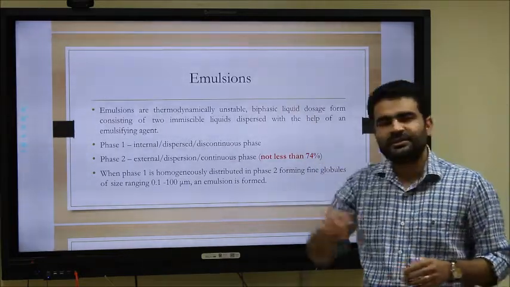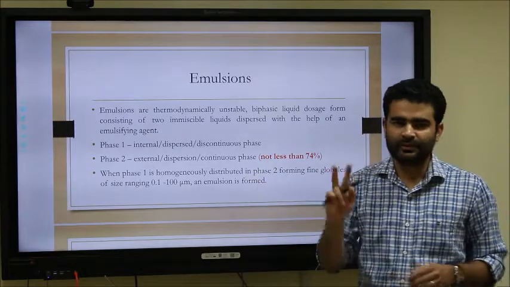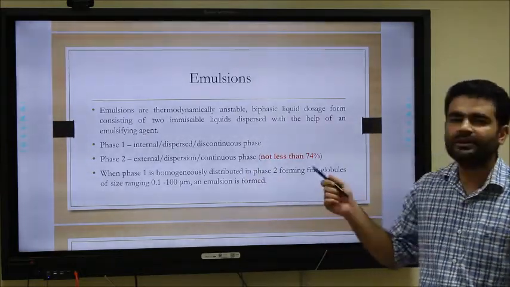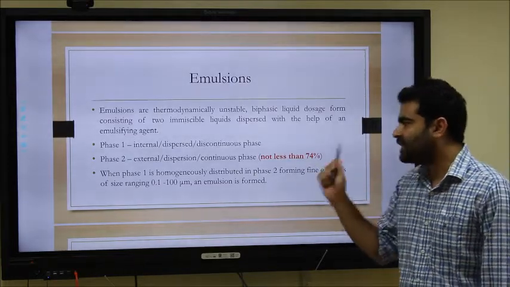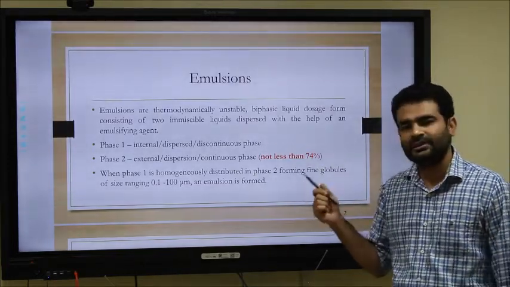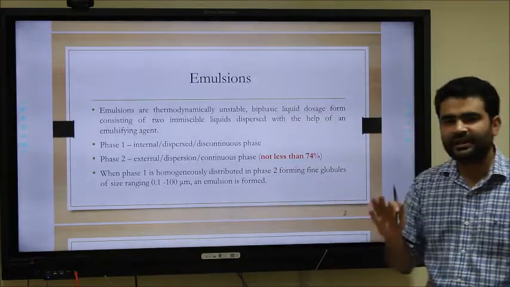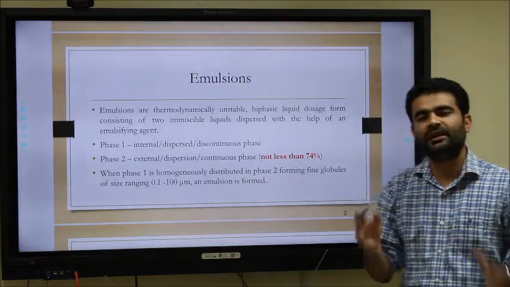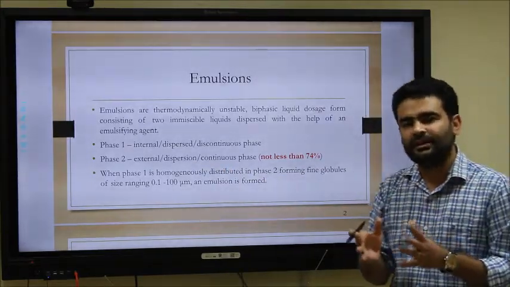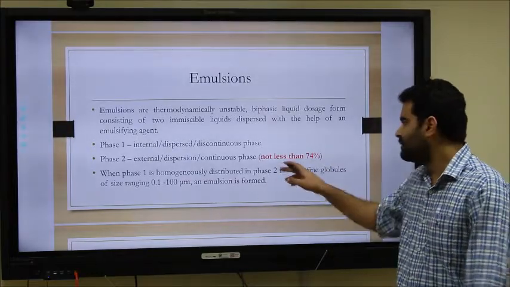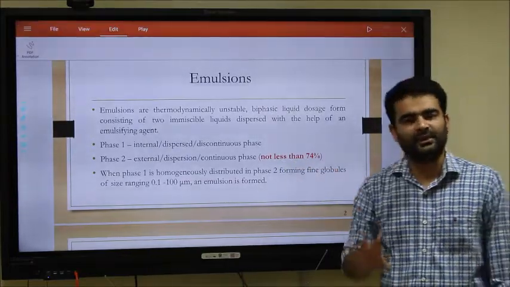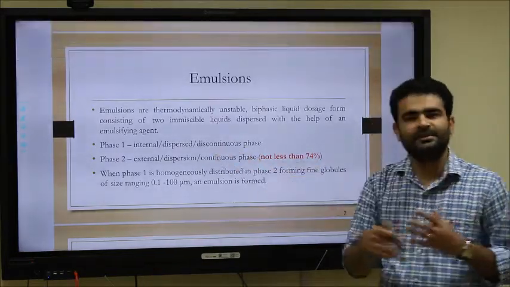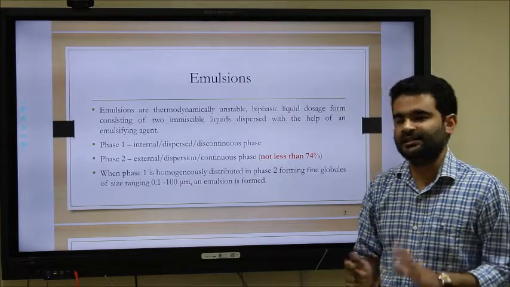An emulsion, as we said, is a biphasic liquid dosage form consisting of two phases. The first phase is the internal phase, also known as the dispersed phase or the discontinuous phase. Phase 2 is the external phase, also known as the continuous phase. There is a criterion that to form an emulsion, the continuous phase, the liquid present in bulk, should be not less than 74% of the total emulsion. That means up to 26% of dispersed phase is allowed to make an emulsion.